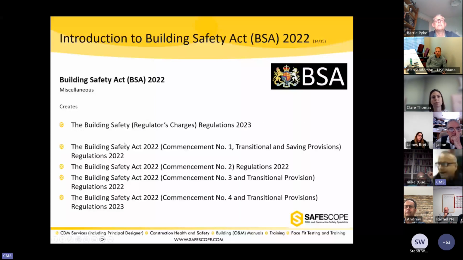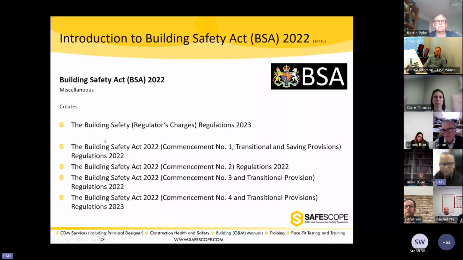Also, the HSE have taken on the role of the building safety regulator, and there is a regulation which allows them to charge for everything they do as a building safety regulator, as HSE does under the different health and safety regulations. And there are commencement regulations. We so far have 4 commencement regulations already in place, and we're waiting for a 5th one to come into force soon.